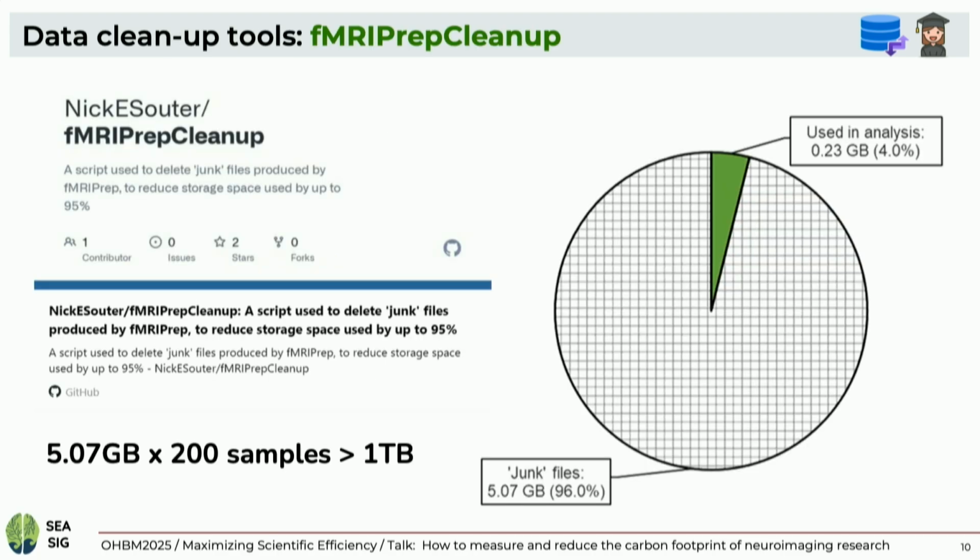So Nick, who was another co-author of this talk, has created a tool called fMRIPrep Cleanup. If you've used fMRIPrep, it's basically a fantastic pipeline for functional imaging processing and analysis. But during its life cycle, you usually create a huge amount of files, and based on surveys and analysis that we did, 95% of it is never used again once it's created. So there's a tool if you'd like to try. It's called, again, fMRIPrep Cleanup on GitHub, and you can use that tool to clean up your data.